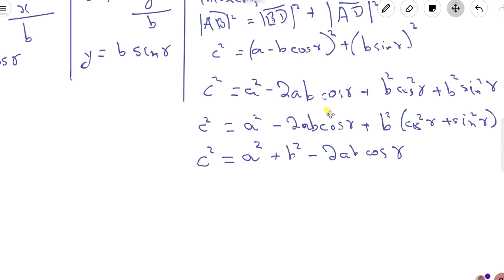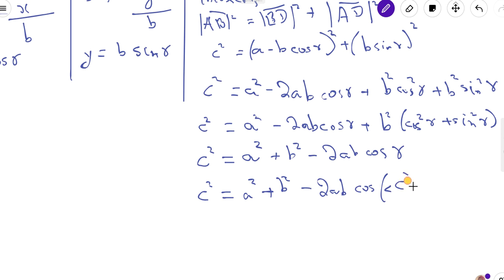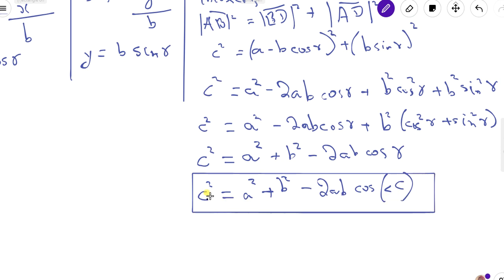Okay, so you can represent C square is equal to A square plus B square minus 2AB cos of your angle C. So you can see now that whatever the variable you are supposed to be having as the subject, the angle which is right opposite to this length is written with the cosine. Alright, so keep remembering this thing.